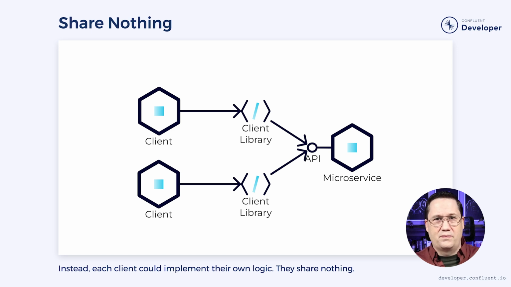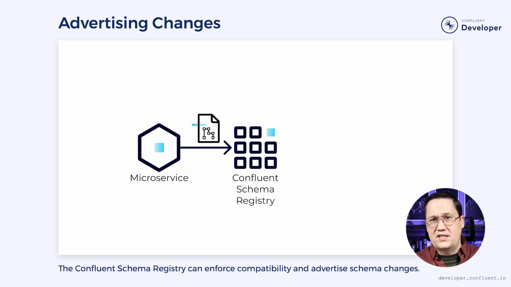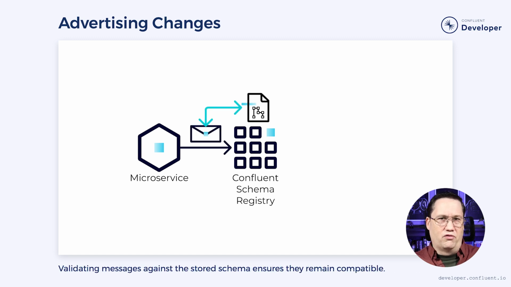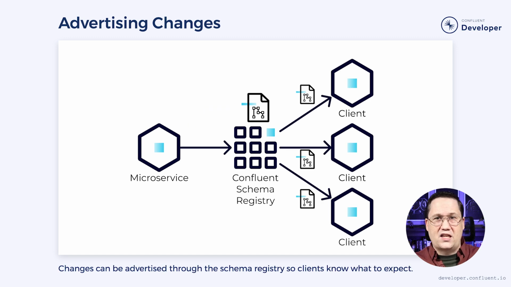One final consideration when we evolve our schemas is how to advertise the changes. A schema registry, such as the Confluent schema registry, can be a useful tool for broadcasting schema changes and enforcing compatibility. Validating messages against the schemas stored in the registry can ensure those messages are compatible with clients. Meanwhile, clients can use the registry to see what versions of a schema are available and what data is contained within them.